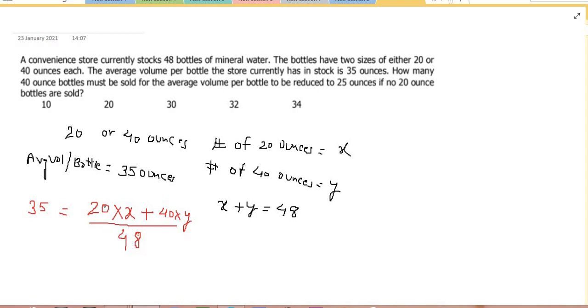So from here we will get another equation in terms of 48. So let us first try to simplify this one because we don't have a calculator. We don't want to work with bigger numbers. So let me divide it by 4. So 20 divided by 4 is 5. Then 40 divided by 4 is 10. And this will be 12. Okay. Now let's cross multiply. So 35 into 12 is equal to 5x plus 10y.